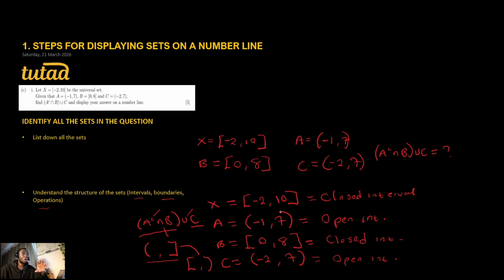Having done all of this, we've completed the first step of the question, which is identifying all the sets in the question. We've listed down all the sets right up here, and then we've gone on further to understand the structure of these sets by knowing what type of intervals these sets have, also finding out whether the boundaries of these sets are included or not included in the sets. And then we've also taken a look at the set operations that we're going to be working with in the question. Now that we have completed our first step of identifying all the sets in the question, let's move on to the second step, which will help us achieve our goal of displaying the main set on a number line.